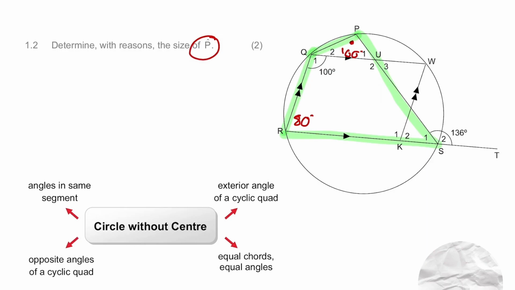However, just for future reference, we have a circle without a center, so had it not been so easy to solve this problem, we would have only had 4 things to think about. Could we have found angles in the same segment? Could we use the exterior angle of the cyclic quad? Do we have opposite angles that we can use, which is true in this case? We'll give that a tick. Could we use equal chords? So you do go in with a set of questions that you can answer that will help you solve almost every problem.